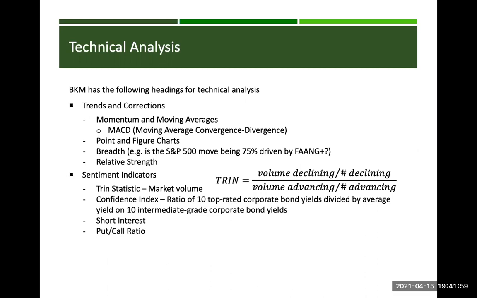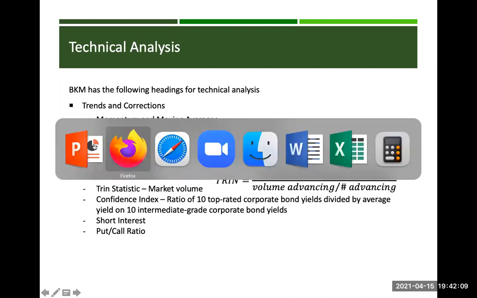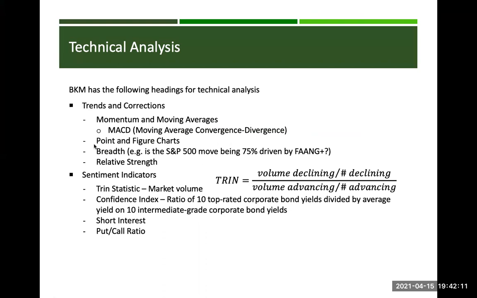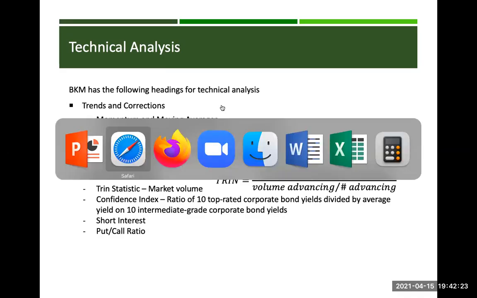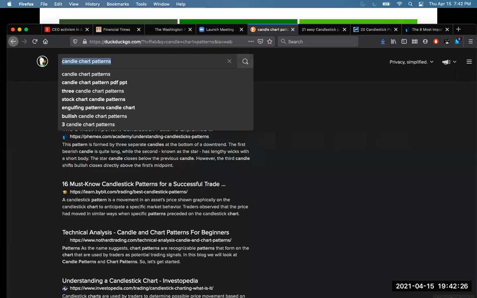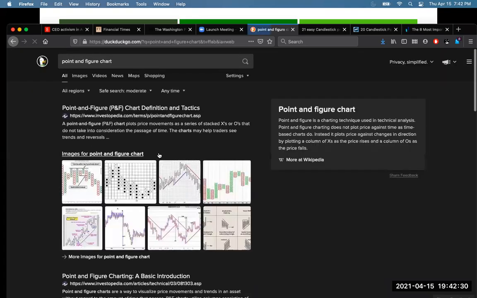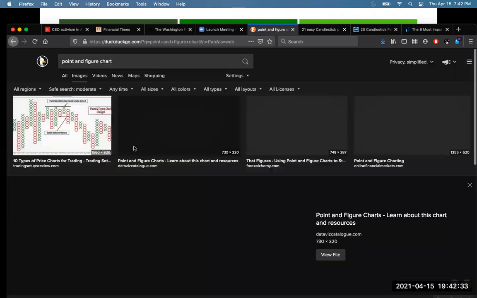They talk about something called the point and figure chart, and they explain it on page 267. Let me get a picture of a point and figure chart. It's just trying to figure out breaks and trends. And again, this is not something that's scientific. Let me actually get a point and figure chart. Here's one.